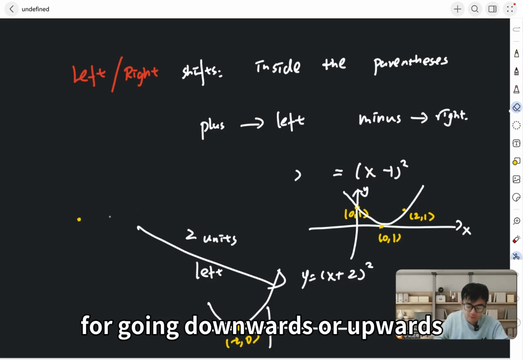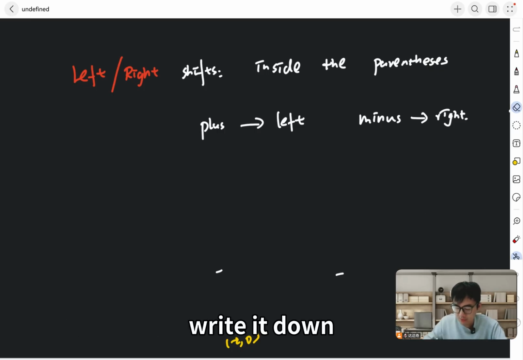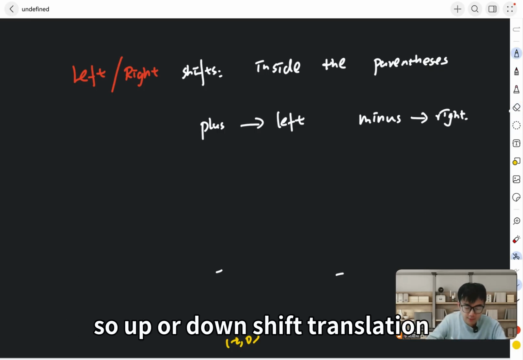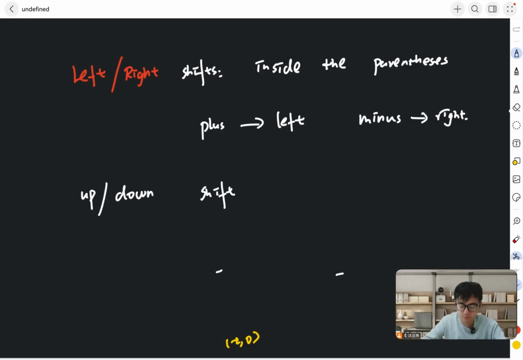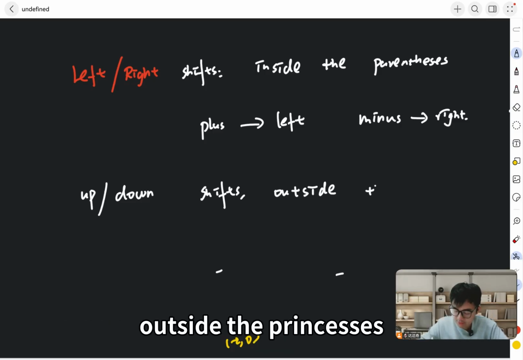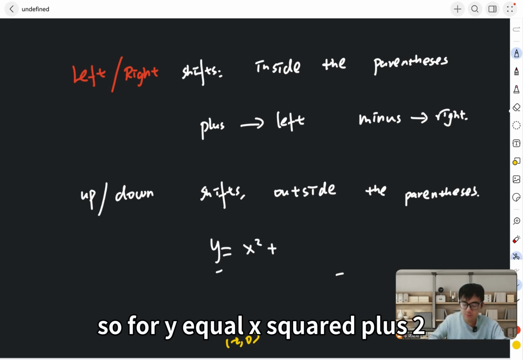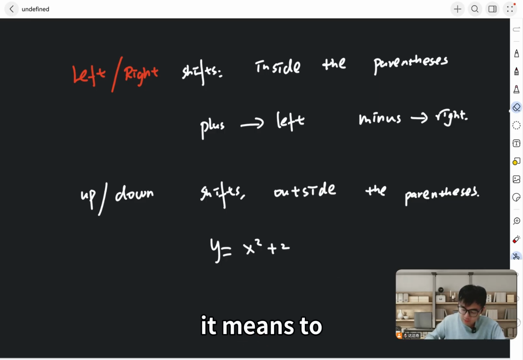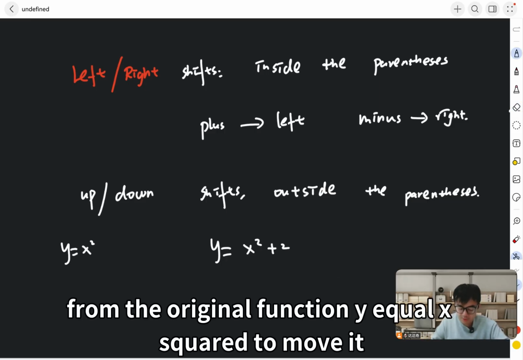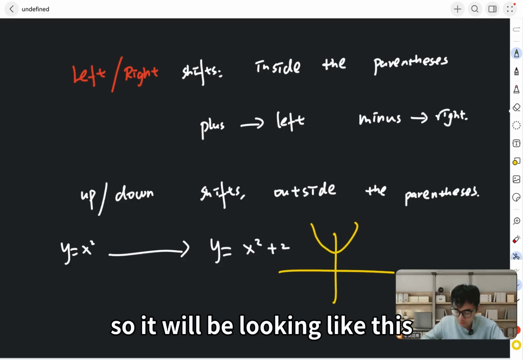And for going downwards or upwards, we also have another clue, and you can just write it down. Up or down shift translation is outside the parentheses. They normally occur there, outside the parentheses. So for y equal x squared plus 2, it means from the original function y equal x squared to move it 2 units upward. So it will be looking like this.